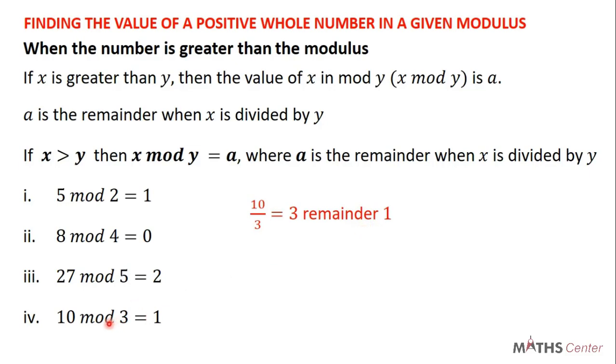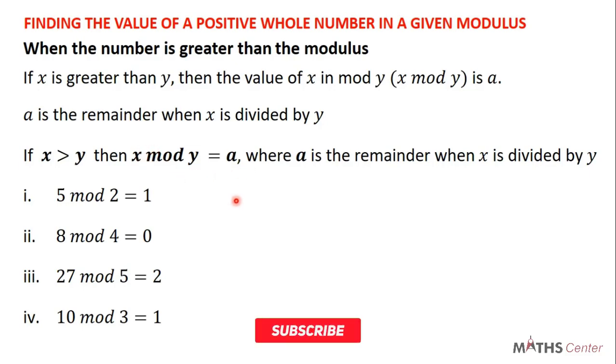The value of 10 in mode 3 is the remainder when we divide 10 by 3. 10 divided by 3 will give us 3 remainder 1. So 10 mode 3 is equal to 1. So when the number is greater than the modulus, the value of the number in that modulus is the remainder when we divide the number by the modulus.